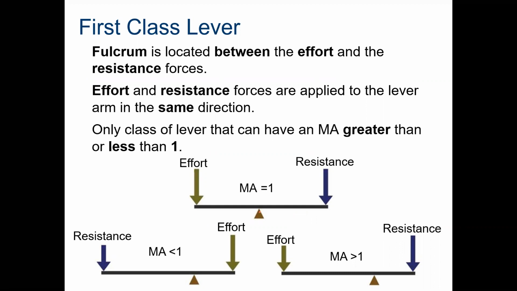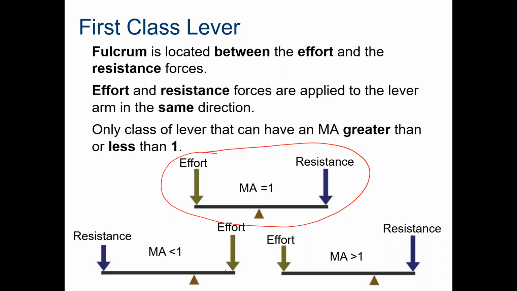The fulcrum here, this is kind of your typical teeter-totter view, where your fulcrum is halfway between, or it looks like it is. But you also can have a fulcrum slightly towards your effort or slightly towards your resistance. And because of this, the first class lever is the only class of lever that can have a mechanical advantage that's both greater than or less than 1, or equal to 1, I guess, as well. So the first class lever gives you a lot of different options.